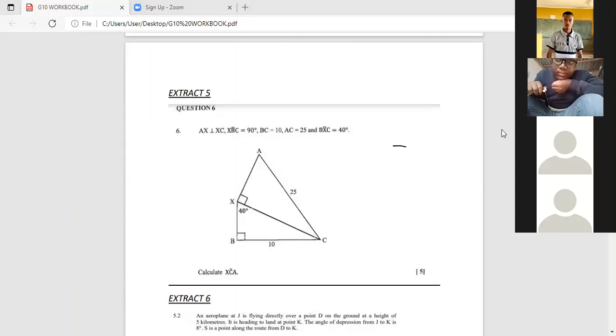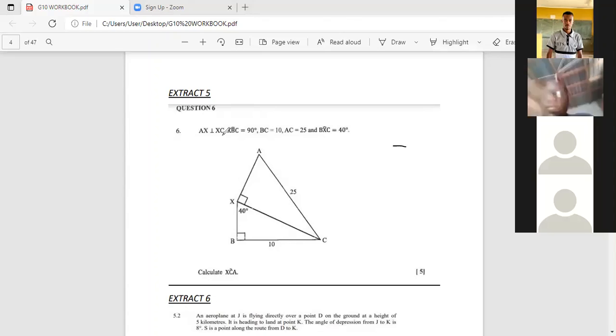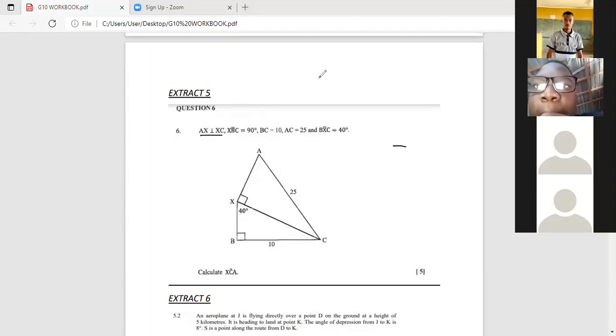On extract number 5, they're mentioning very important things. Well, we have AX being perpendicular, AX and XC. AX is perpendicular. We can see by the 90 degrees. Okay, and then they even emphasize that ABC is 90 degrees. We have BC, which is equal to 10, and then AC is equal to 25. Then, yeah, that's that. All the information is given in the diagram.